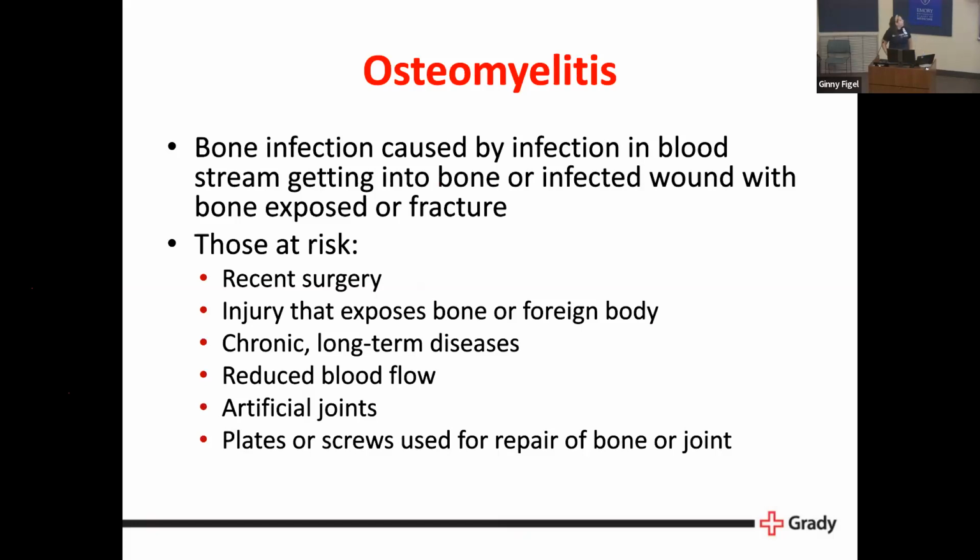Osteomyelitis. So osteomyelitis is a bone infection caused by infection in the bloodstream getting into the bone, or an infected wound with a bone exposed or fractured. Those at risk are those with recent surgery, injury that exposes the bone or foreign body, like stepping on a nail, which is one way to get osteomyelitis. Chronic long-term diseases like diabetes, HIV, rheumatoid arthritis, sickle cell, or renal disease to the point of requiring dialysis are all chronic things that can put you at more risk for this.